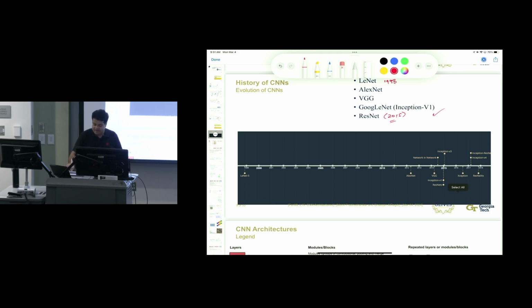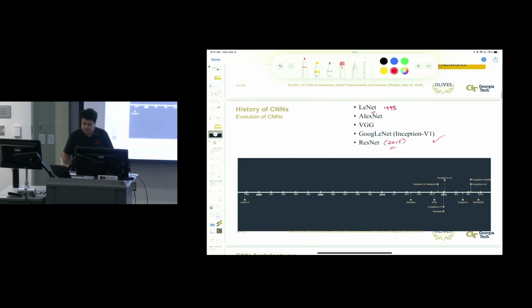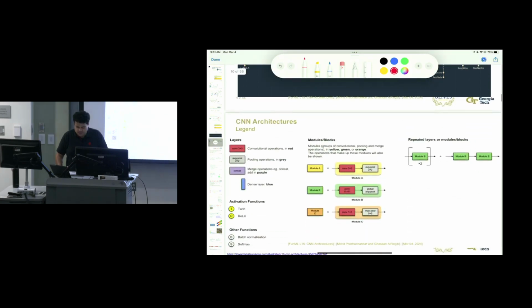And in 1998, this architecture called LeNet came into being. We'll start talking about this, and then hopefully by the end of the class, we'll be discussing the last one, which is the 2015 architecture, ResNet. Through the course, of course, we'll go through other transformer architectures. Hopefully by the end of the semester, we should be able to get to those stages as well.